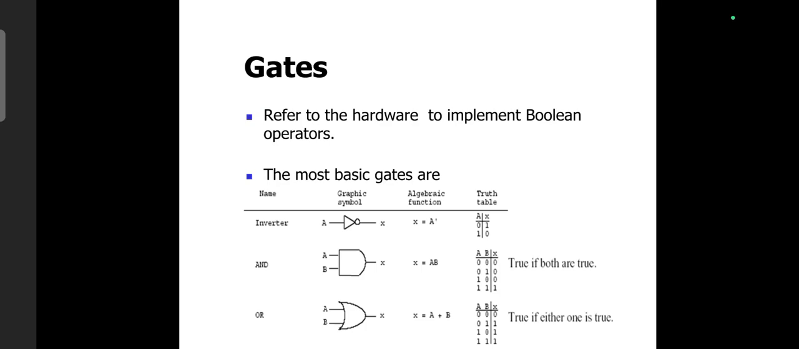These basic gates are building blocks from which every digital system is created. Whether it is a simple calculator or a modern microprocessor containing billions of transistors, all digital circuits are ultimately constructed using a combination of logic gates.